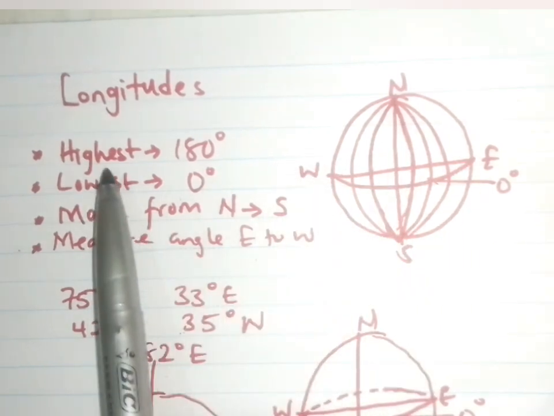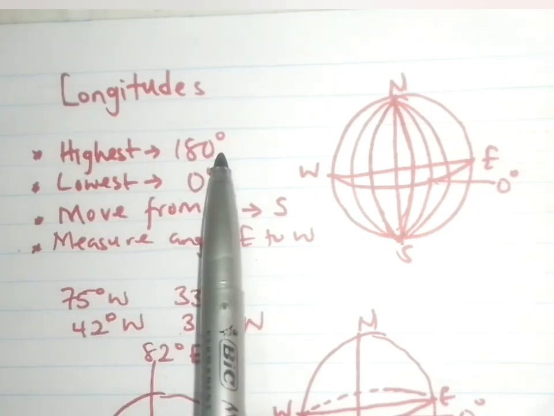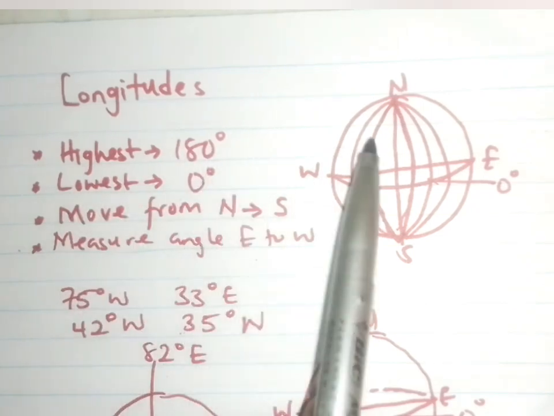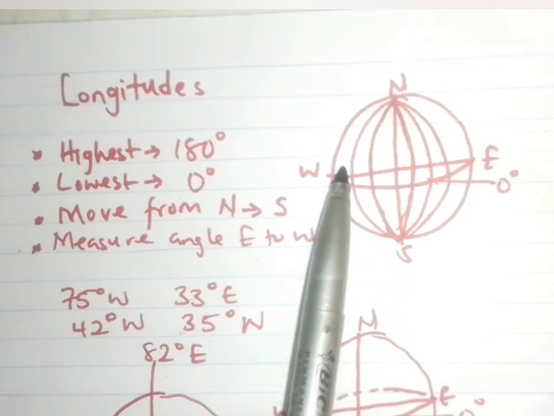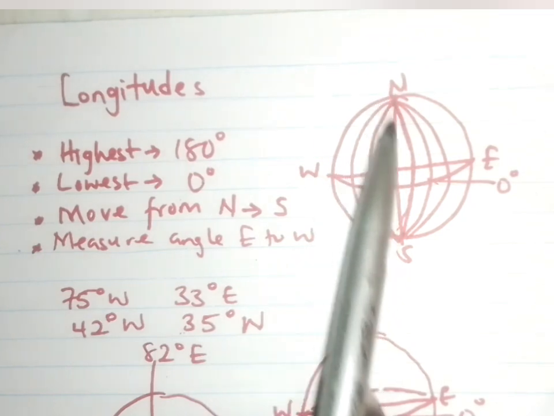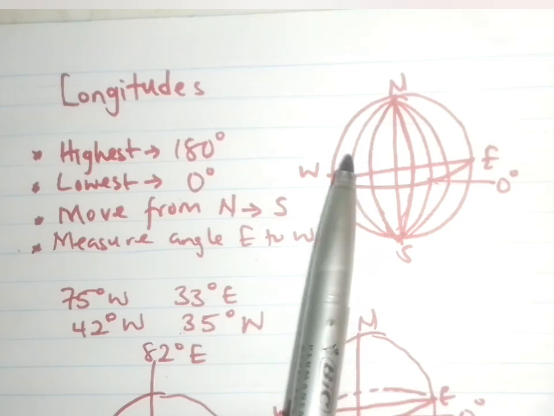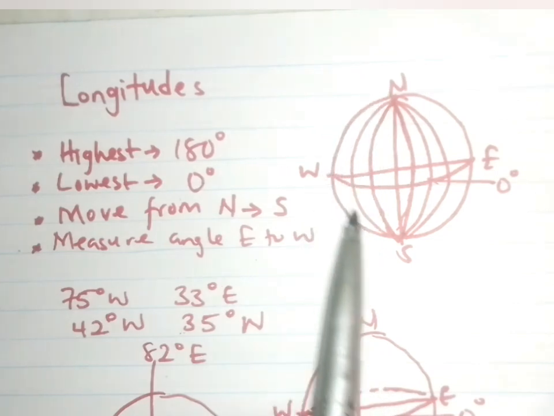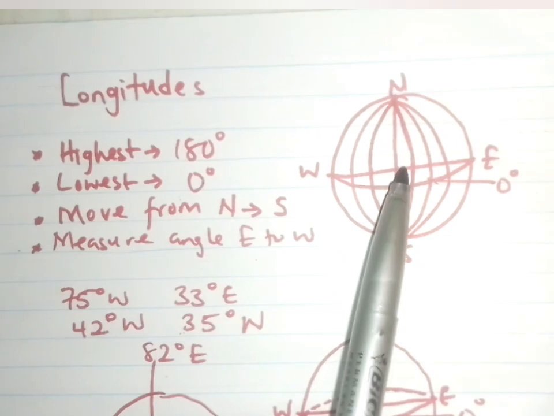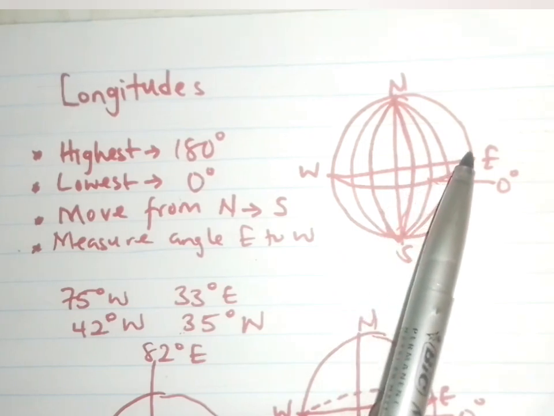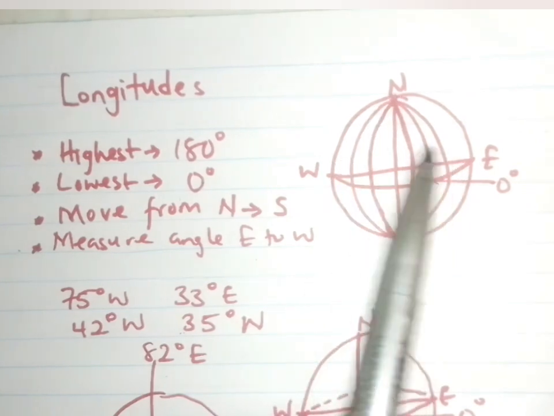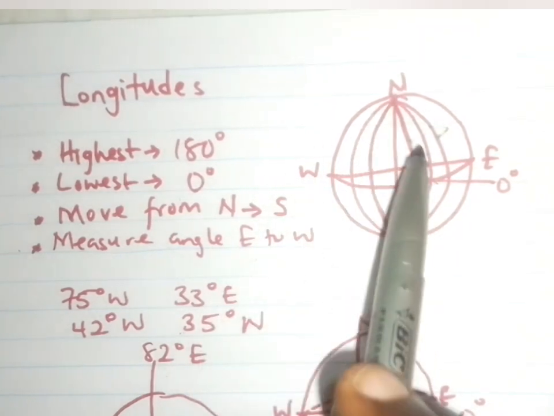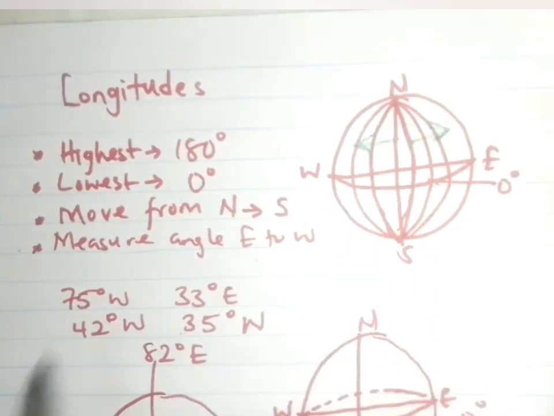The highest longitude that you can have is 180 degrees. The lowest is 0 degrees. So 0 degrees is this vertical line here, which is the polar axis. It increases like this: 0, 10, 20, 30, 40, and so on. This line here is 180 degrees. So it is increasing in this direction, like this and like this.